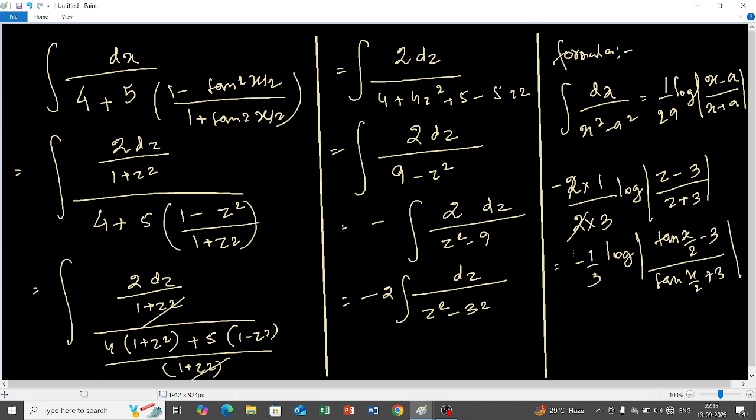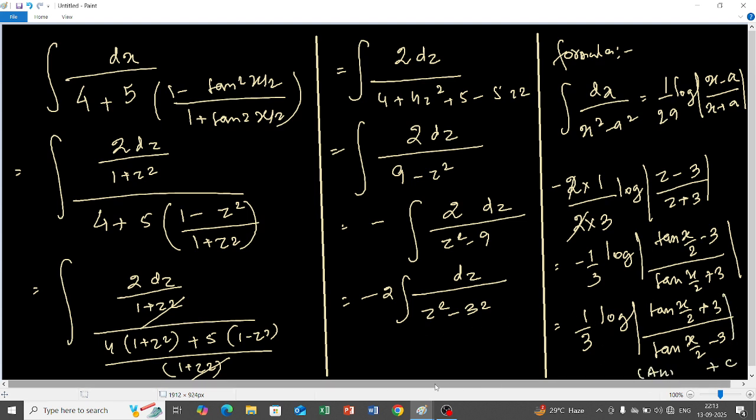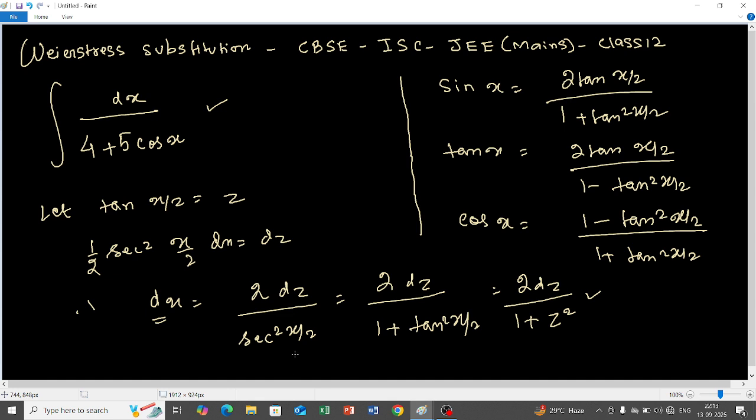Now, since this minus is over here, we can actually reciprocal the log so that we can manage this minus. So log of (tan x/2 + 3) divided by (tan x/2 - 3), and then plus c. This is the final answer of this integration. Let's go back and revise it once again.